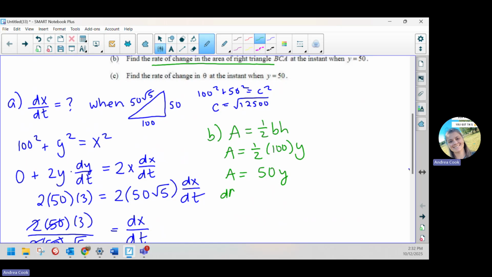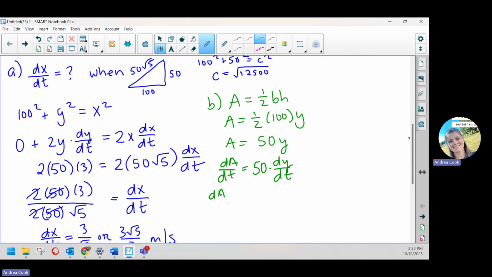So dA over dt is equal to 50 times dy over dt. And remember that was given. So dA over dt is equal to 50 times 3, which is 150. And remember, area would be measured in meters squared per second. So that is the answer to B.